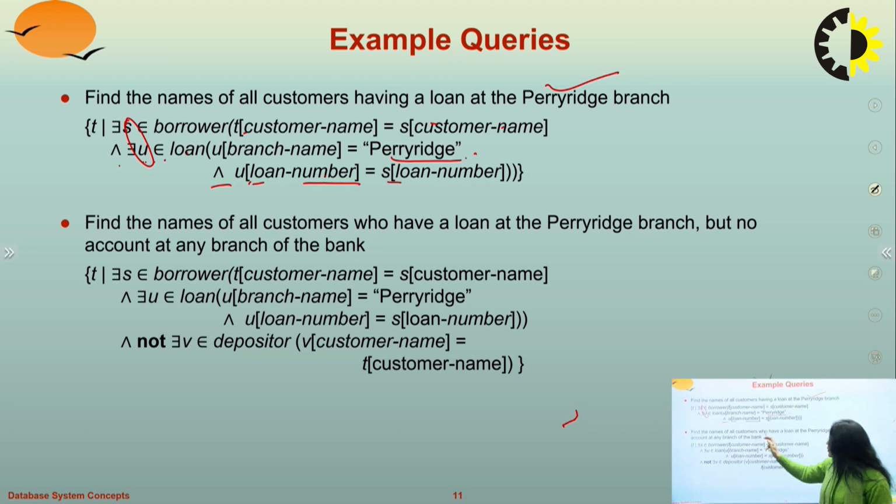Okay. Find the name of all the customers who have a loan at Perryridge branch but no account at the branch.